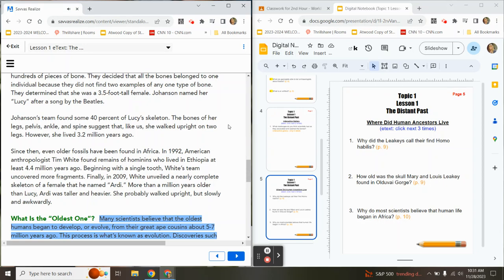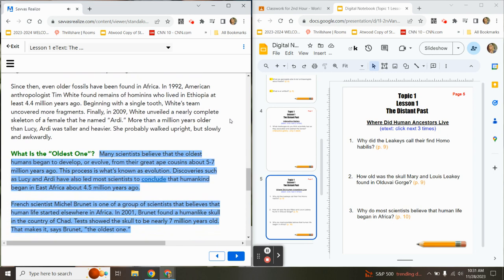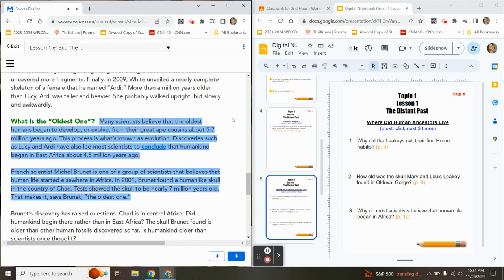In 1992, American anthropologist Tim White found remains of hominins who lived in Ethiopia at least 4.4 million years ago. Beginning with a single tooth, White's team uncovered more fragments. Finally, in 2009, White unveiled a nearly complete skeleton of a female that he named Artie. More than 1 million years older than Lucy, Artie was taller and heavier. She probably walked upright, but slowly and awkwardly.